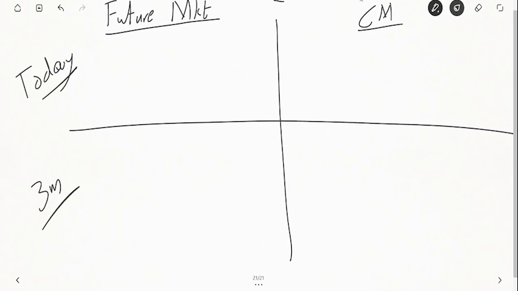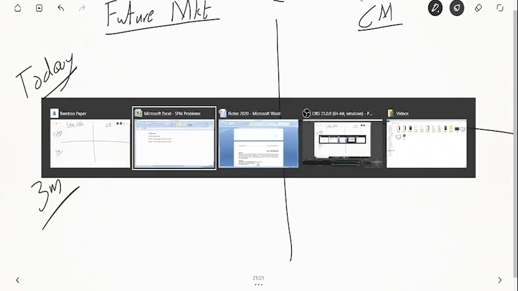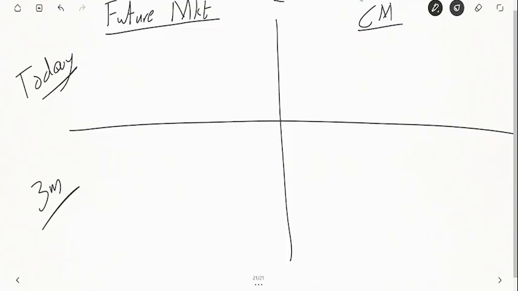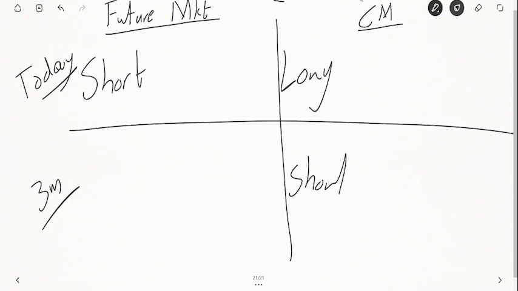Okay, strategy is still the same. After 3 months, you are supposing the price could change. Today the price is still 312. Today it is still overpriced. Your strategy is the same. So sell. Okay, write down fully. Sell a future. I'm just writing short. Here long. Here short. Here long.